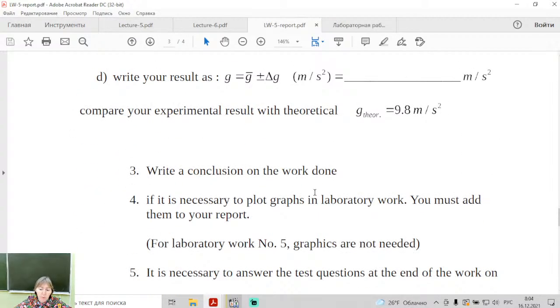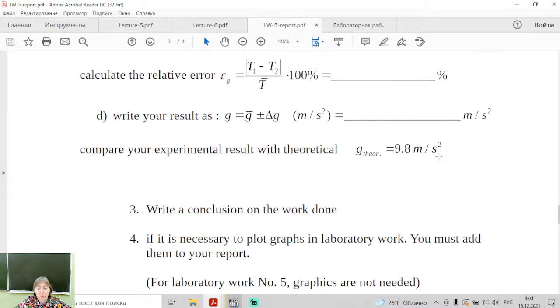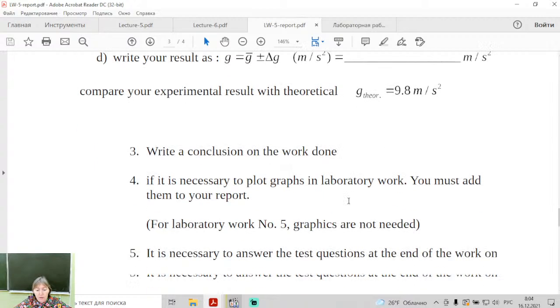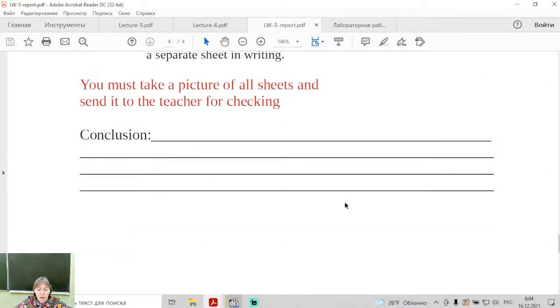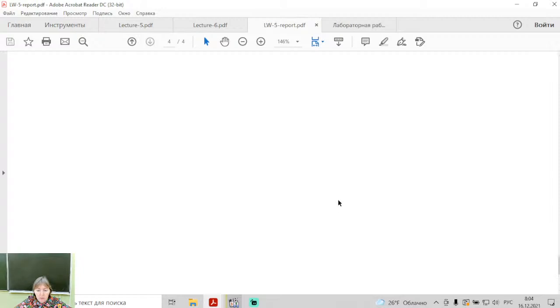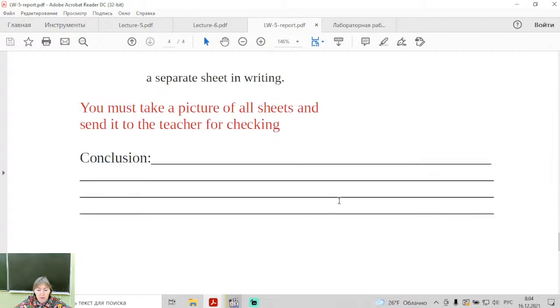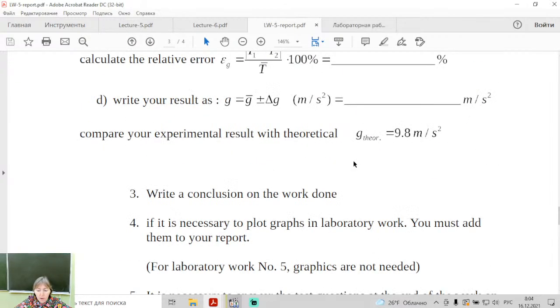At the end of the work, you have to write down a conclusion and compare your experimental data with theoretical and write about it. And that's all. Please do this laboratory work and send me your report.